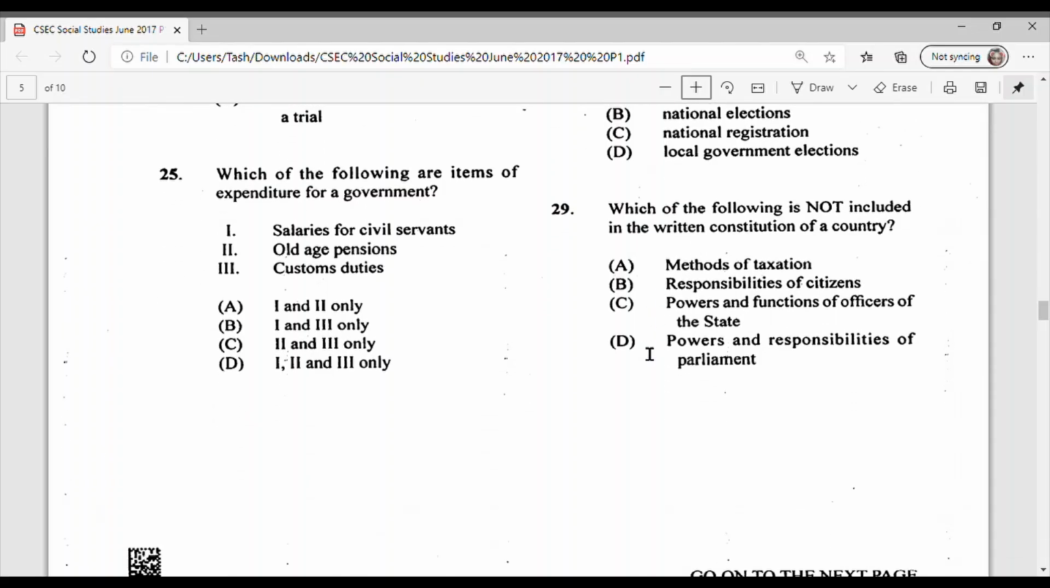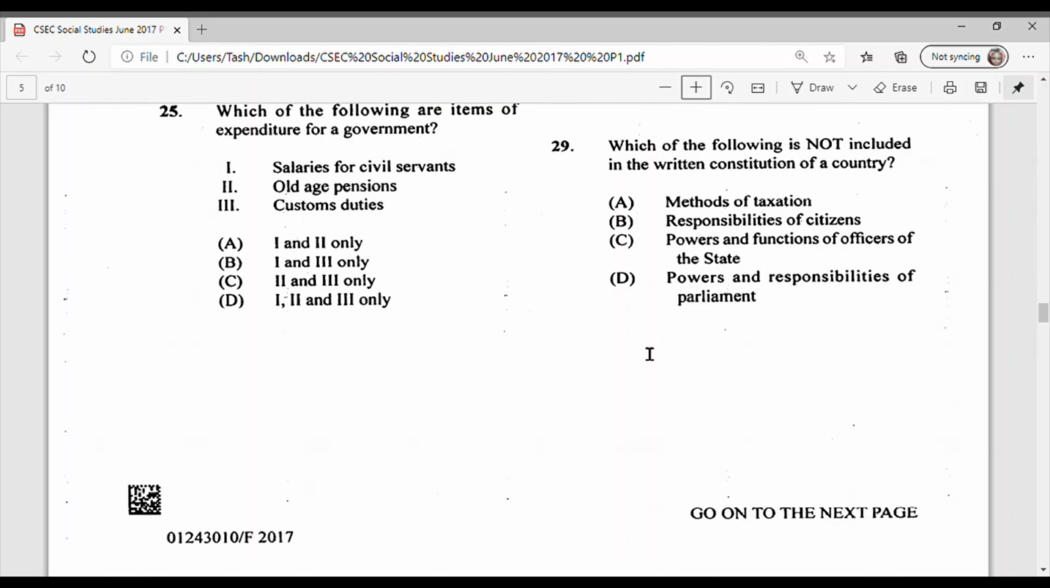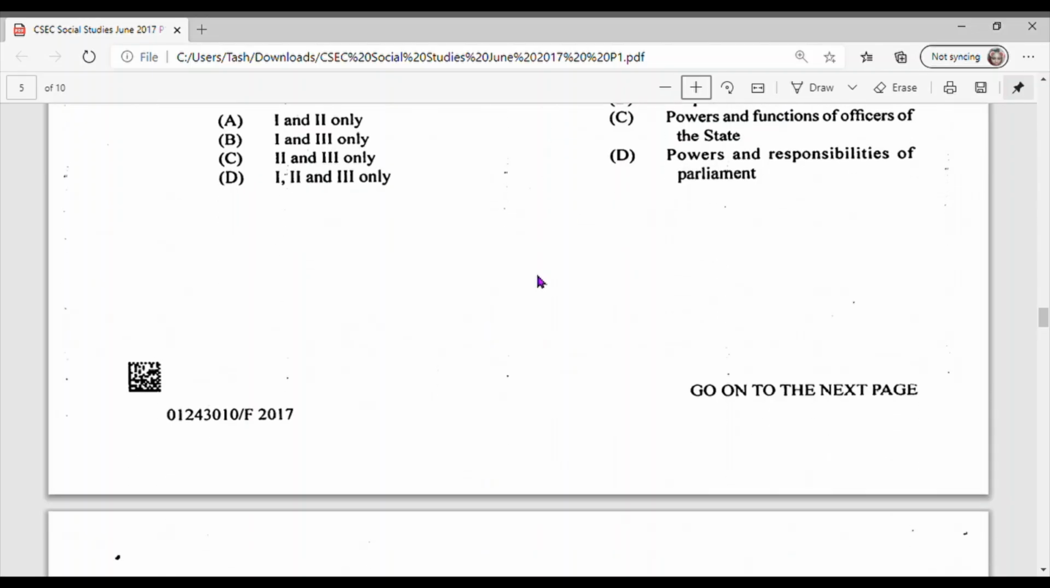Number 29. Which of the following is not included in the written constitution of a country? A. Method of taxation, meaning how they can tax the people in their country. B. Responsibilities of the citizens. C. Powers and functions of officers of the state. D. Powers and responsibilities of Parliament. So the only one that is not written in the constitution of a country is the method of taxation that they can use. So for number 29, your answer is letter A.